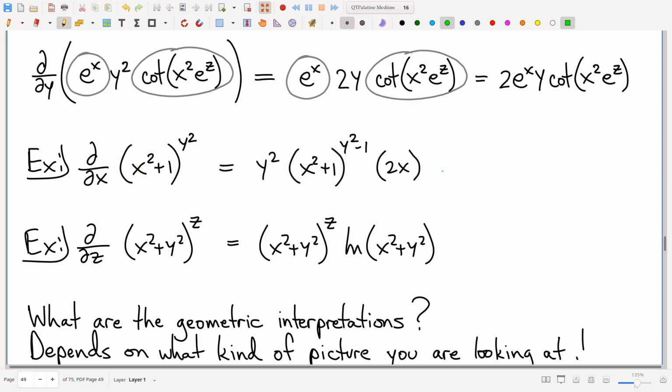And then likewise here, this one looks pretty similar, what appears to be a function to the power of what appears to be a function. This time, though, z being the variable, x and y are constants. That means that this whole base, that looks like a function, is just a constant. And so here we use the exponential rule.